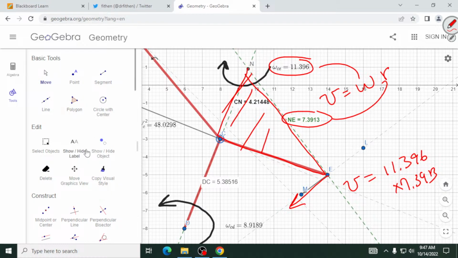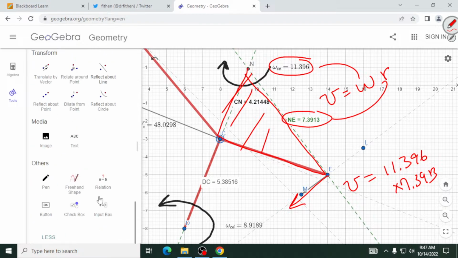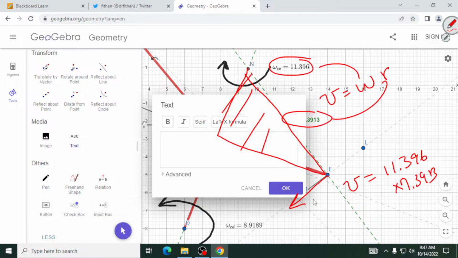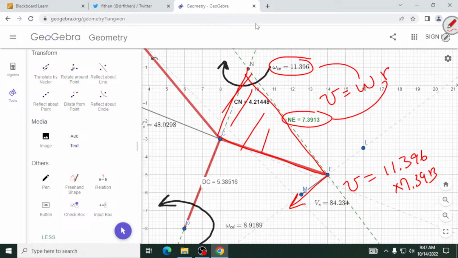So I did that in the form of a text. So text. Okay, so I'll put the text right there, and it'll be a LaTeX formula, and I'm going to say velocity of E is equal to, I had it on my machine here, 84.234, and hit OK. And it should put it right there.